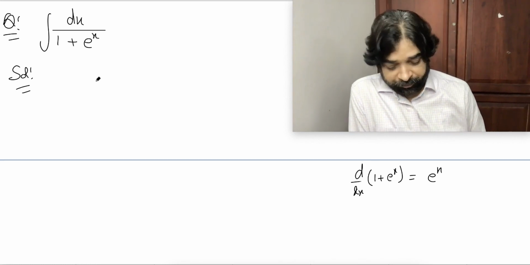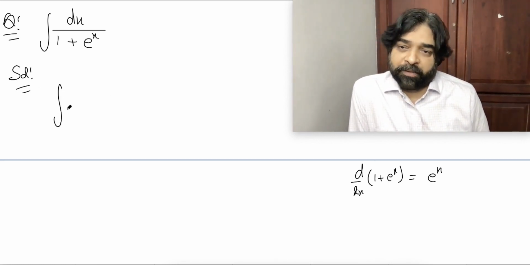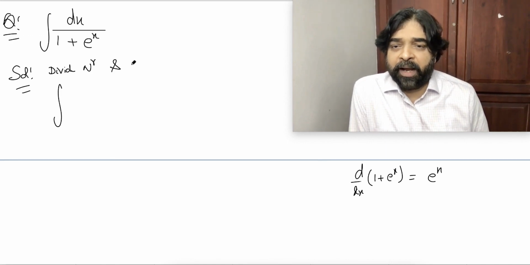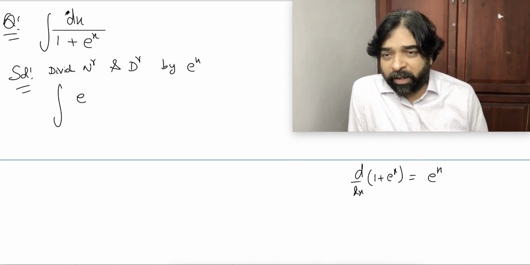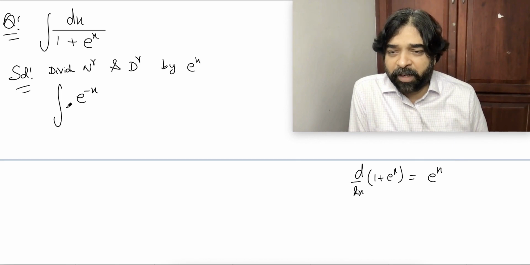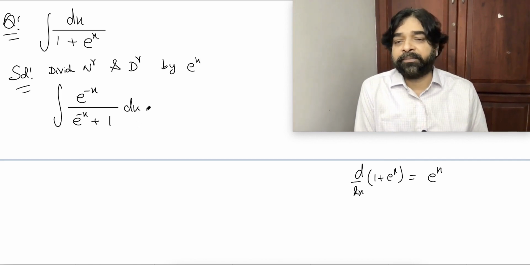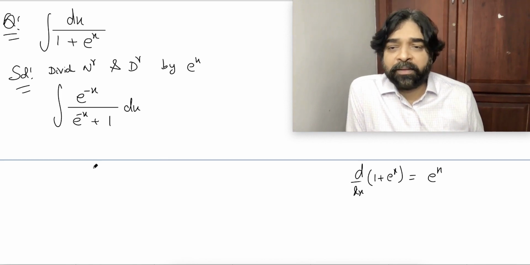Try to think. I am going to do something. I am dividing the numerator and denominator by e power x. And see the magic. The numerator 1 by e power x means e power minus x, divided by e power minus x plus 1. Did you understand? Very simple.